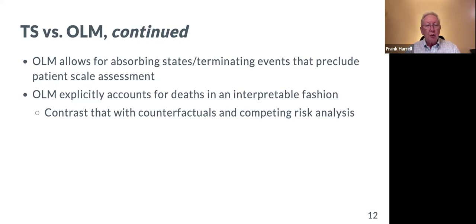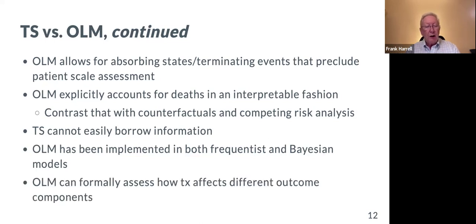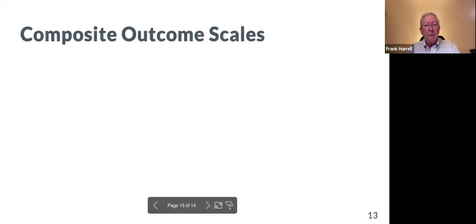Those methods are much harder to interpret than the result you get from, say, a state transition model like we usually use with OLM. TS cannot easily borrow information, although I think it's possible, but OLM has been implemented fully in both frequentist and Bayesian models. And OLM is sort of unique over all methods in that it provides a way to formally assess the consistency of treatment effects across different outcome components on your overall ordinal scale.